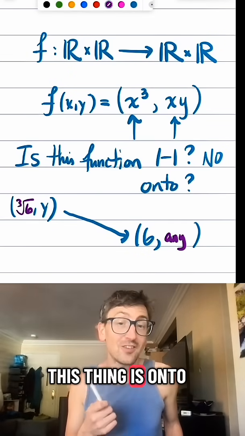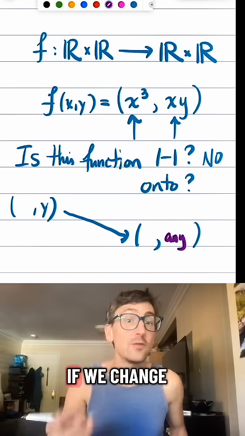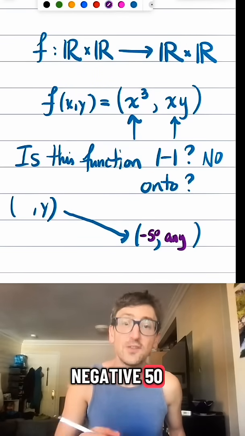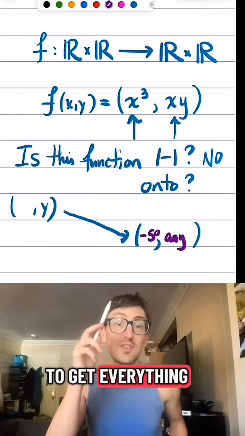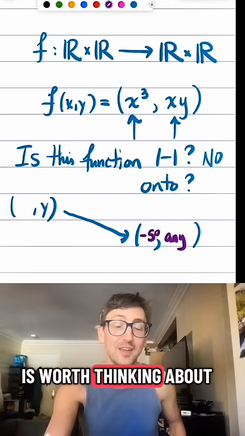Does that mean this thing is onto? No, not necessarily. What if we change that 6 to something else? If we change it to any non-zero number, like -5 or -50, we're still going to be able to get everything just as I did before. But there's one special value I always point out is worth thinking about, which is 0.